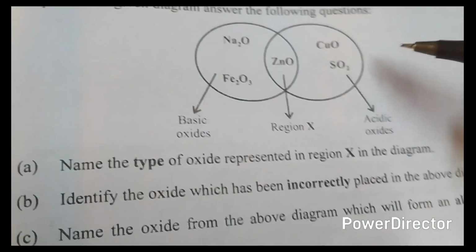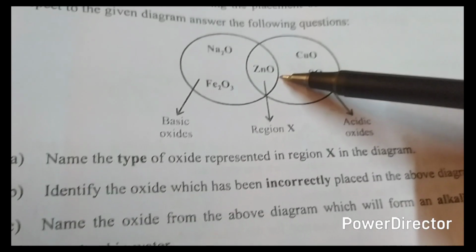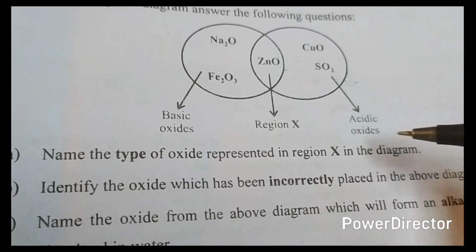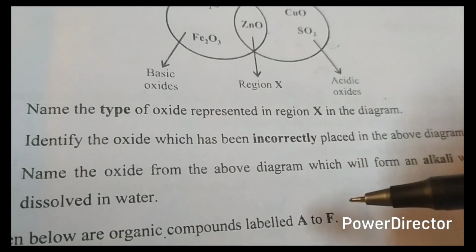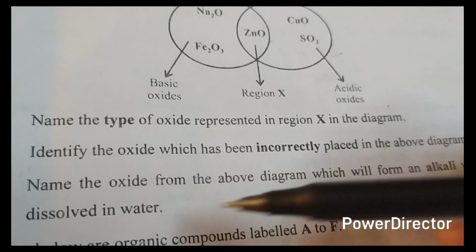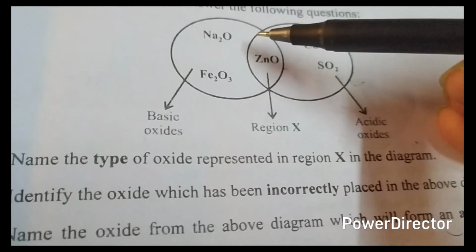Next is question number 6. In question number 6 again a diagrammatic question is given. You have to name the type of oxide in region X, that is amphoteric oxide. Identify the oxide incorrectly placed, so that is copper oxide because it is not an acidic oxide. And name the oxide which will form an alkali when dissolved in water, so that will be Na2O because if you add water it will form NaOH.